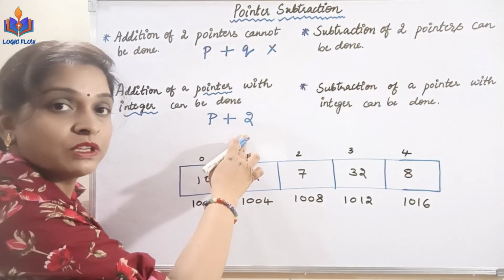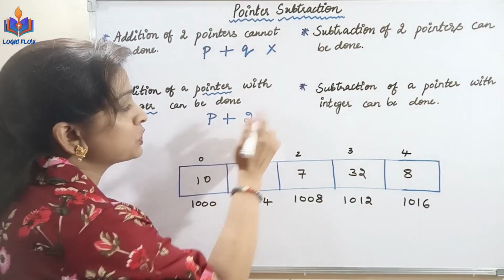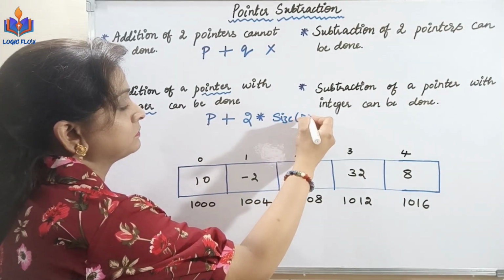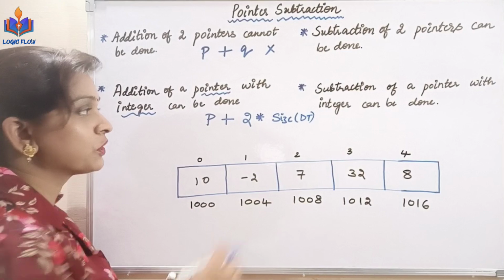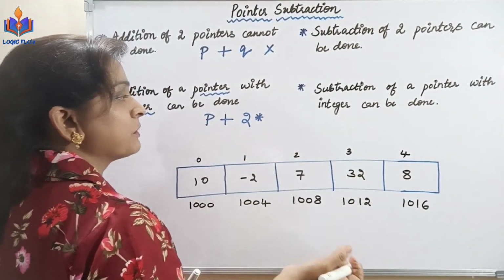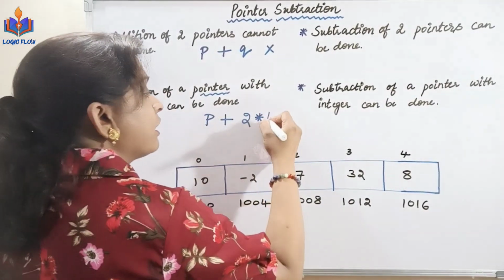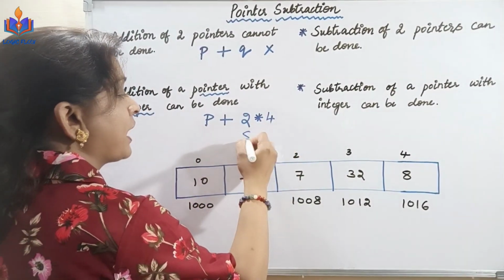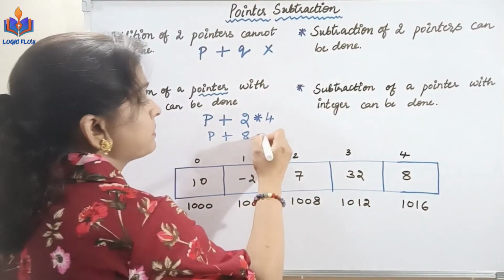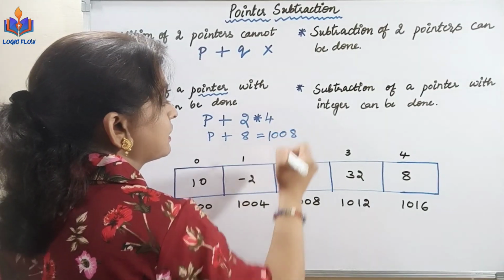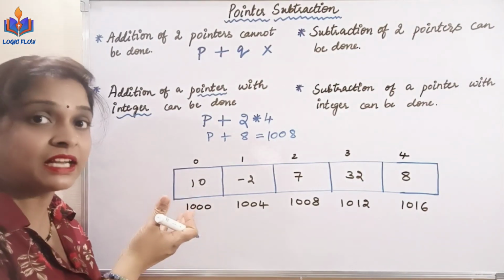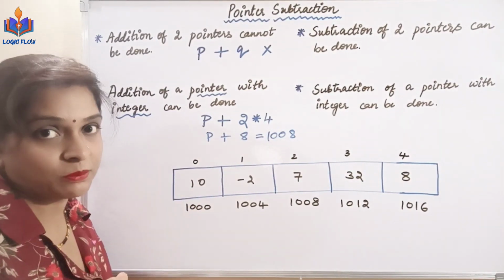How will this be evaluated? It is plus 2 into the size of the data type. With reference to a 32-bit machine, an integer value will take 4 bytes. So it is 2 into 4, which is 8. For example, if P is pointing to the location 1000, it is 1000 plus 8, that is 1008. This is how it gets calculated. We have seen this in detail in the previous video. Please do check out the playlist.